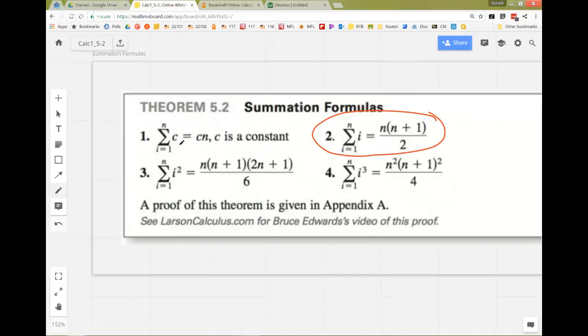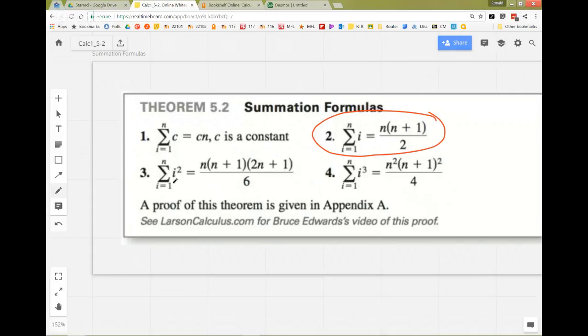So this one says add up a constant how many times? 1 through n. So in other words, it just says add up c n times. Oh, isn't that just cn? That's another fancy way of saying multiplication. So very simple, and yet that's important to know. So if you're asked to add up a constant n times, it's just multiplication, cn. Now these two are not natural at all.